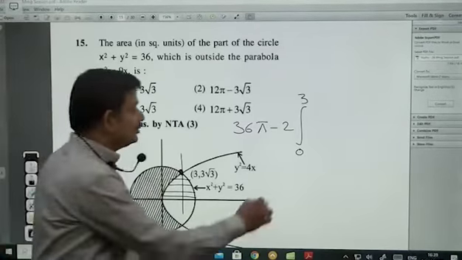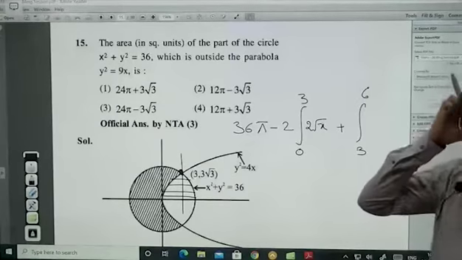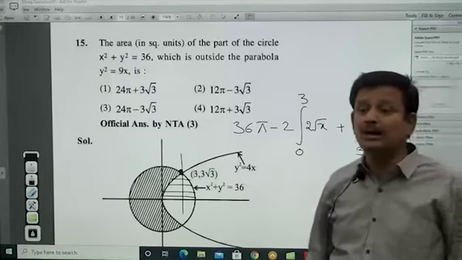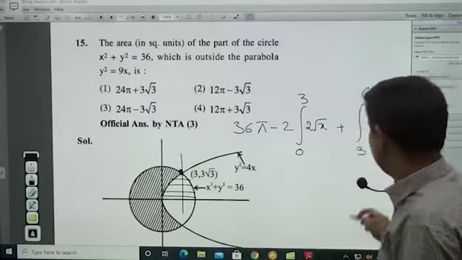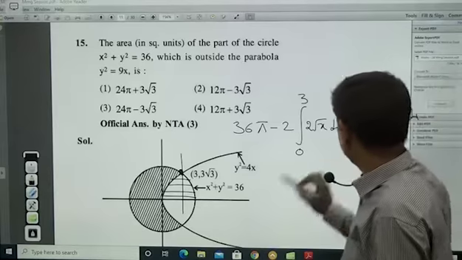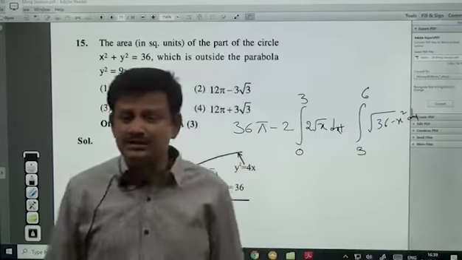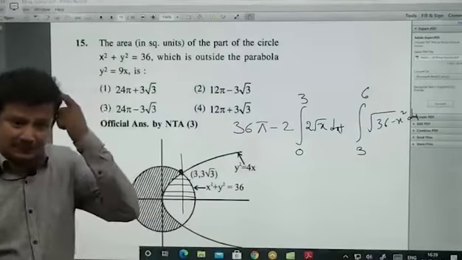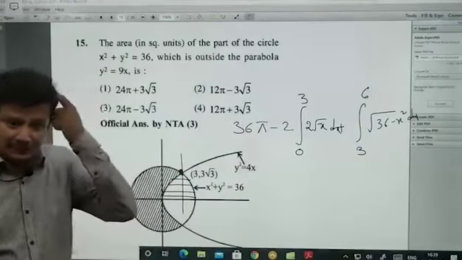Plus, from 3 to 6, this is 6 comma 0. What is it? Upper part of the circle. Upper part of the circle is root over 36 minus x square. Lower part is minus root over 36 minus x square. So this is root over 36 minus x square dx. Both the sides I have to write. Simple integrals are something which you are left with. You can integrate them and find out the answer.